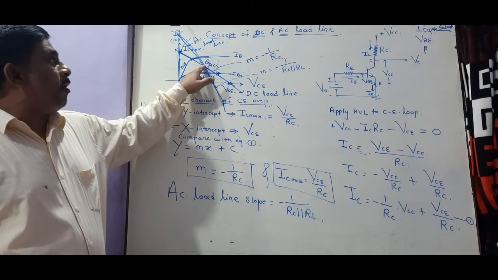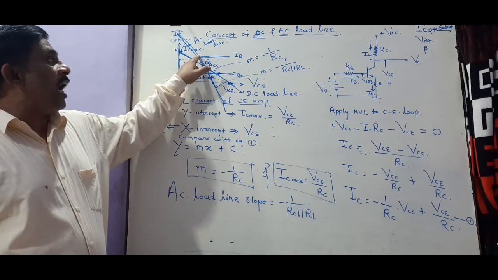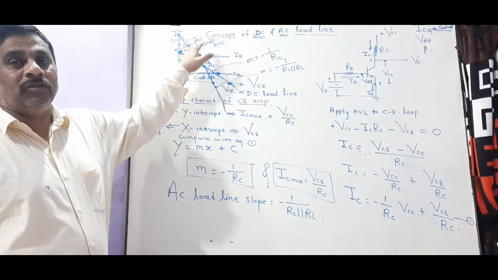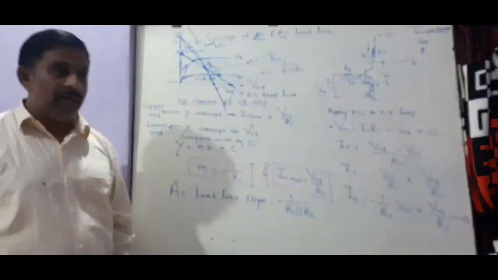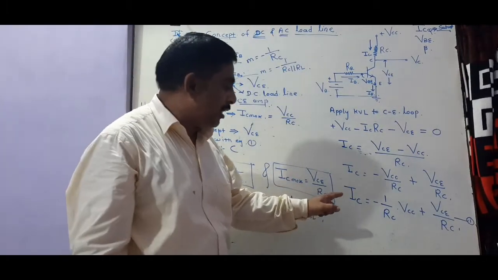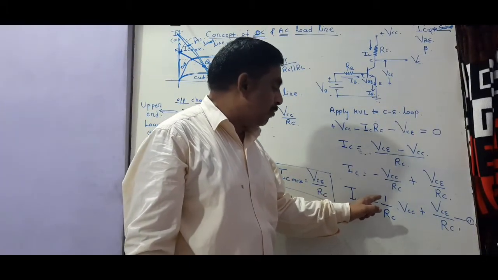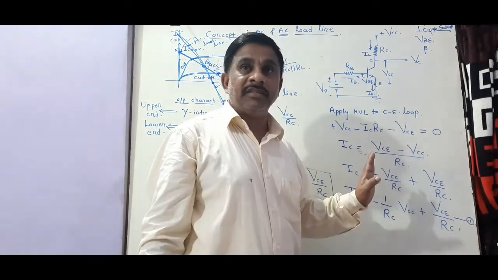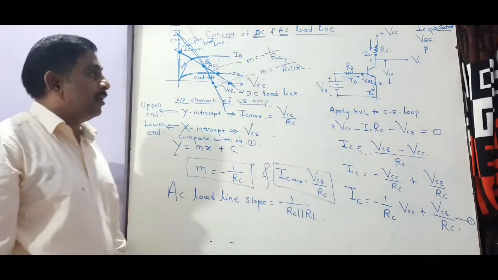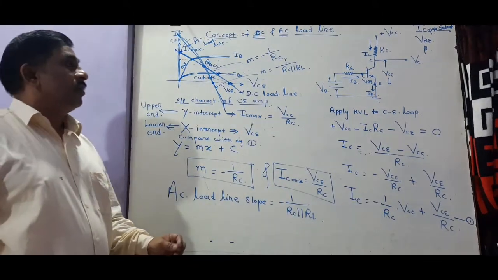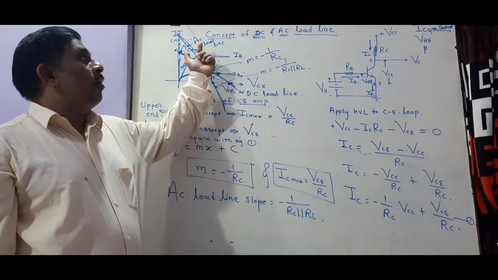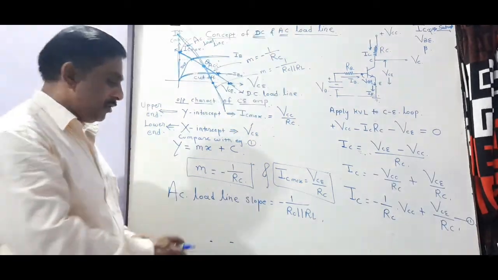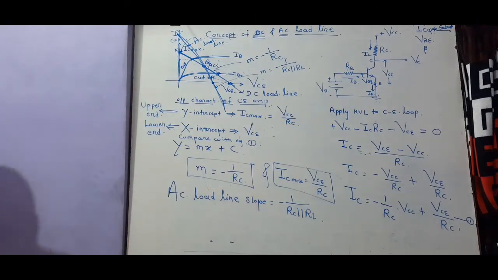It is a common point for the AC load line and DC load line. The AC load line and DC load line pass through the same operating point Q, and this will follow the equation IC is equal to -1 upon RC into VCC plus VC upon RC, which is a straight line. Now we will discuss one of the problems on the concept of DC load line.